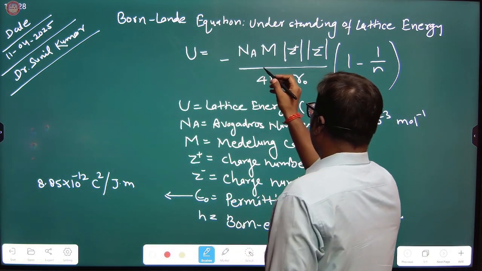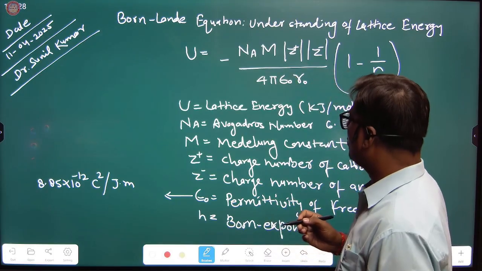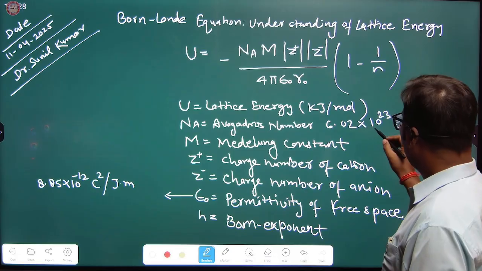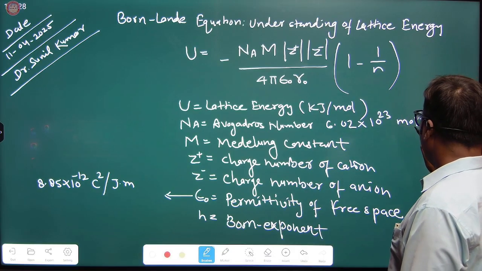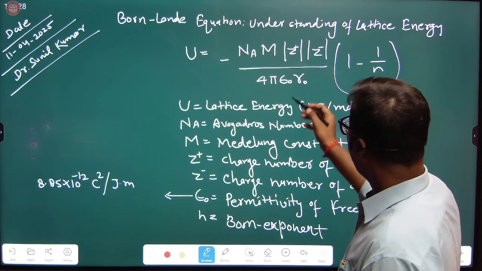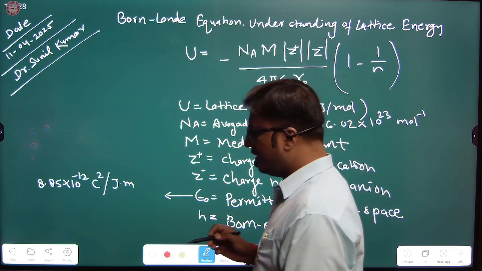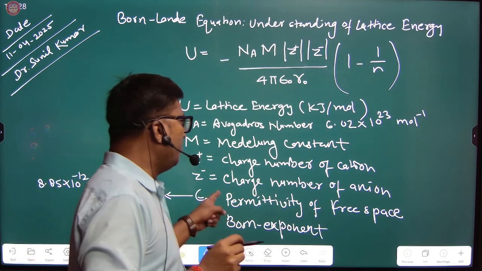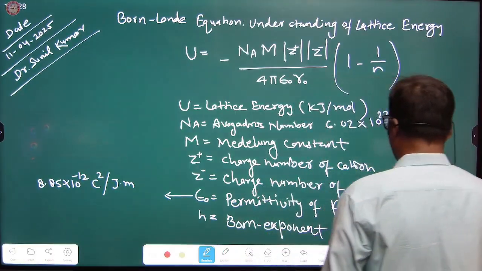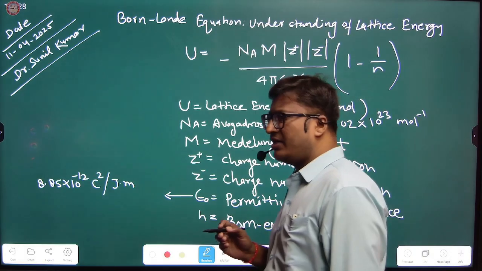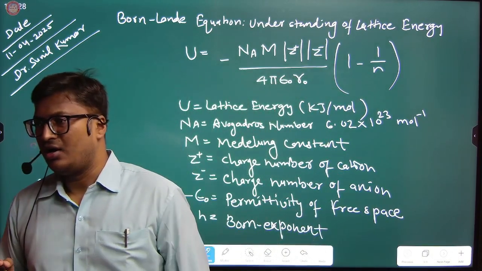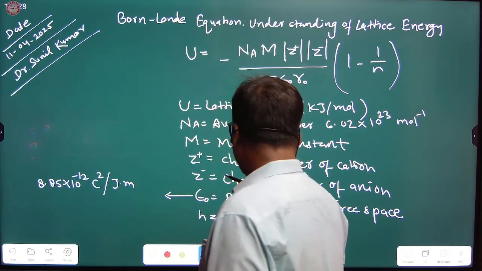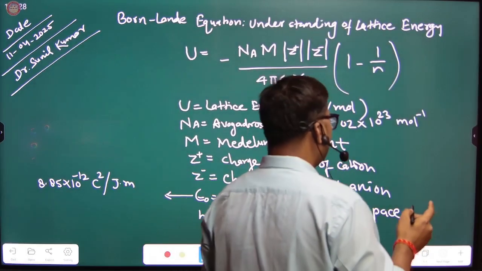And NA is the Avogadro's number, which has a value 6.02 into 10 to the power 23 per mole. The next parameter is m. m is called the Madelung constant. This Madelung constant depends on the structure or geometry of the crystals, or you can say it is obtained through the coordination numbers.